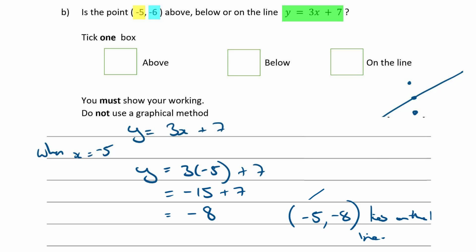So imagine we've got our line. We now know that this point here, when x is minus 5, is minus 8. Now, where is the point minus 5, minus 6? That's got to be more above it, isn't it? Negative 6 is more positive than negative 8, so it's going to lie above the line.